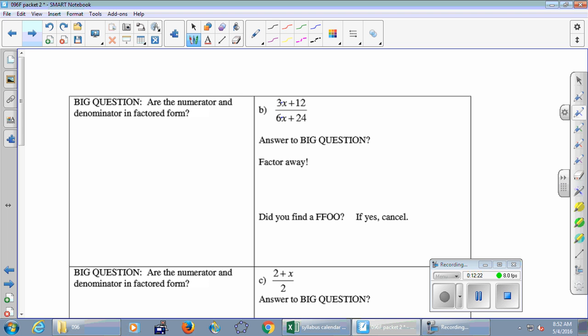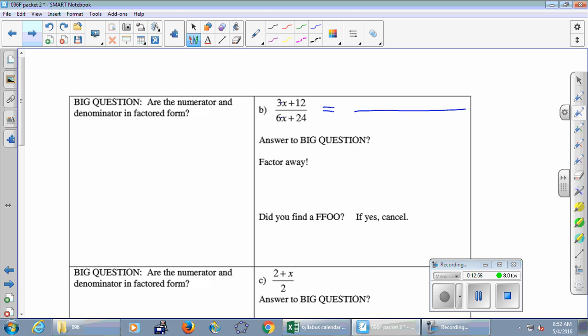Fundamentally, is the entire numerator a multiplication or an addition? It is an addition, right? It is 2 things added together, 3x and 12. One of those 2 things is a multiplication, 3 times x, but fundamentally that is an addition. And I cannot cancel because it's an addition, right? So we need to change the fact that it is an addition by answering this question. Are the numerator and denominator in factored form? No, they are not. So we need to factor everything.